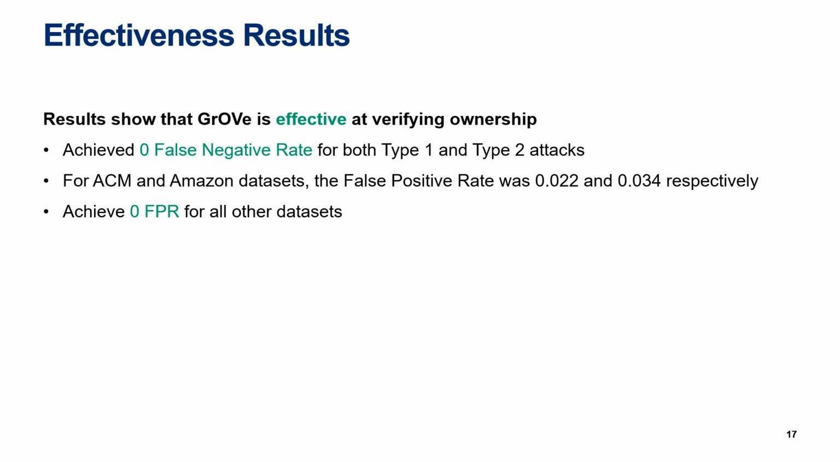When we ran the experiment, we found that GrOVe is effective at verifying ownership, such that it achieved a zero false negative rate for both type 1 and type 2 attacks, even though it was not trained on type 2 attacks. For the Amazon and ACM datasets, the false positive rate was only 2.2 and 3.4% respectively. For all other datasets, we were able to achieve a zero false positive rate.